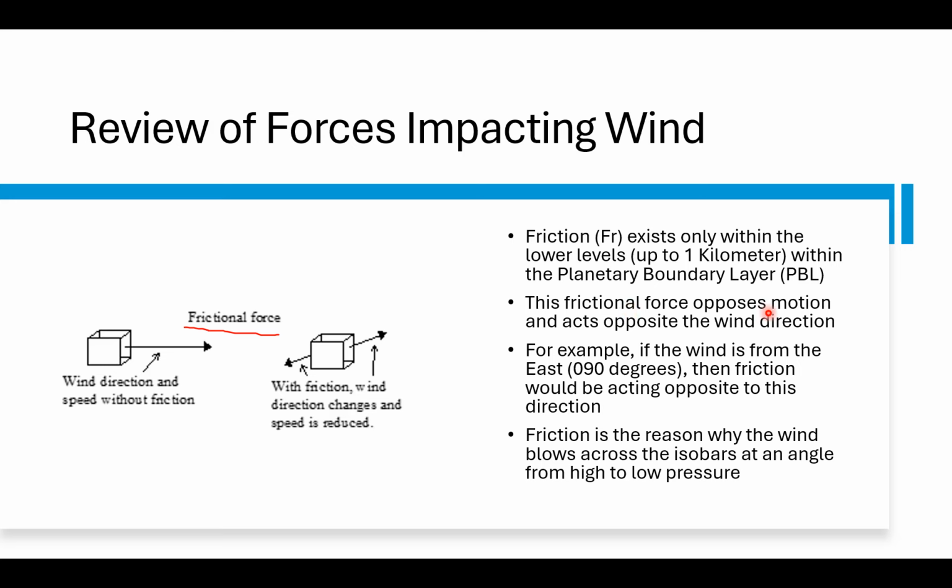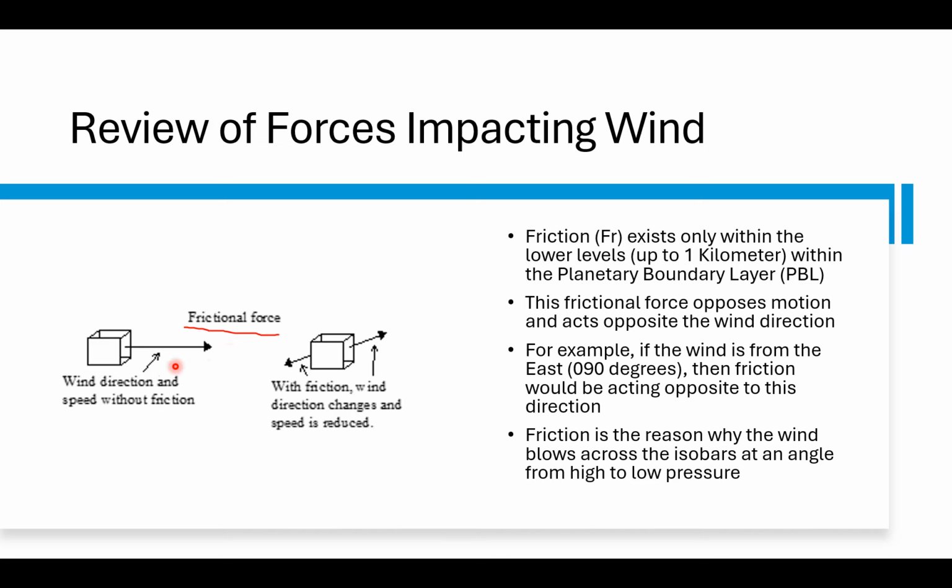This frictional force opposes motion and acts opposite the wind direction. For example, let's say the wind is from the east, from 090 degrees, then friction would be acting opposite to this direction. So this friction is the reason why the wind blows across isobars at an angle from high to low pressure on the surface, because we have friction that's slowing the wind speeds down.